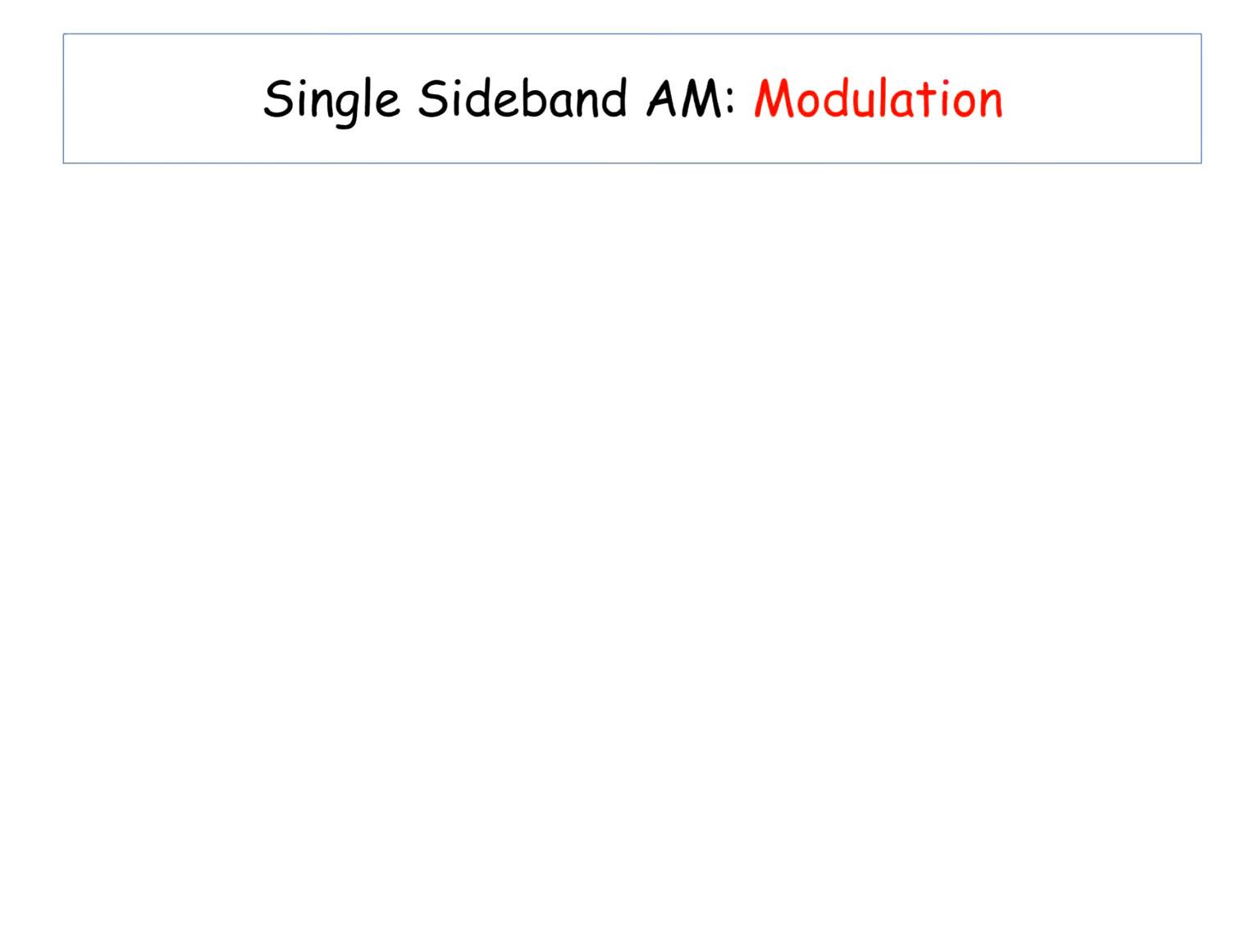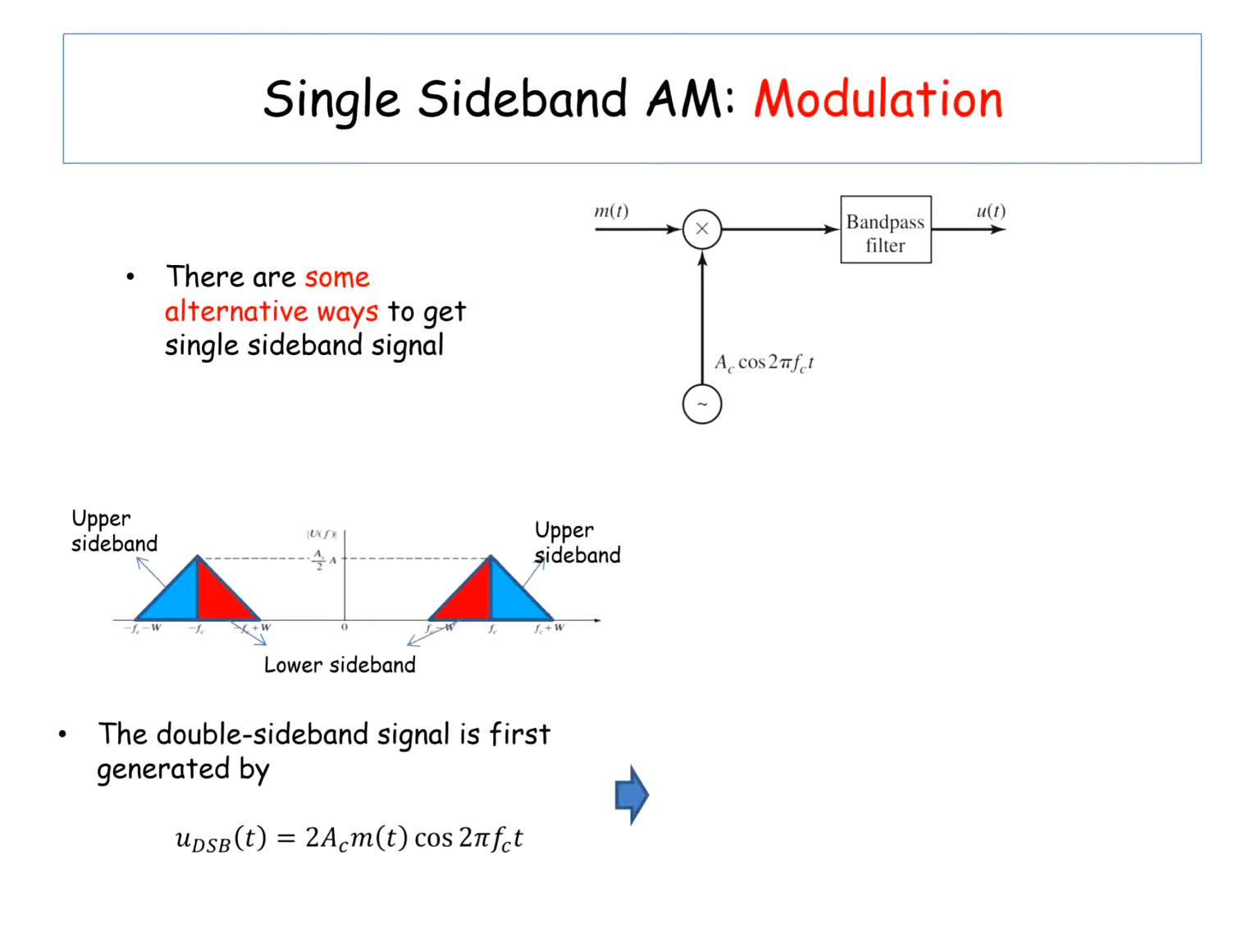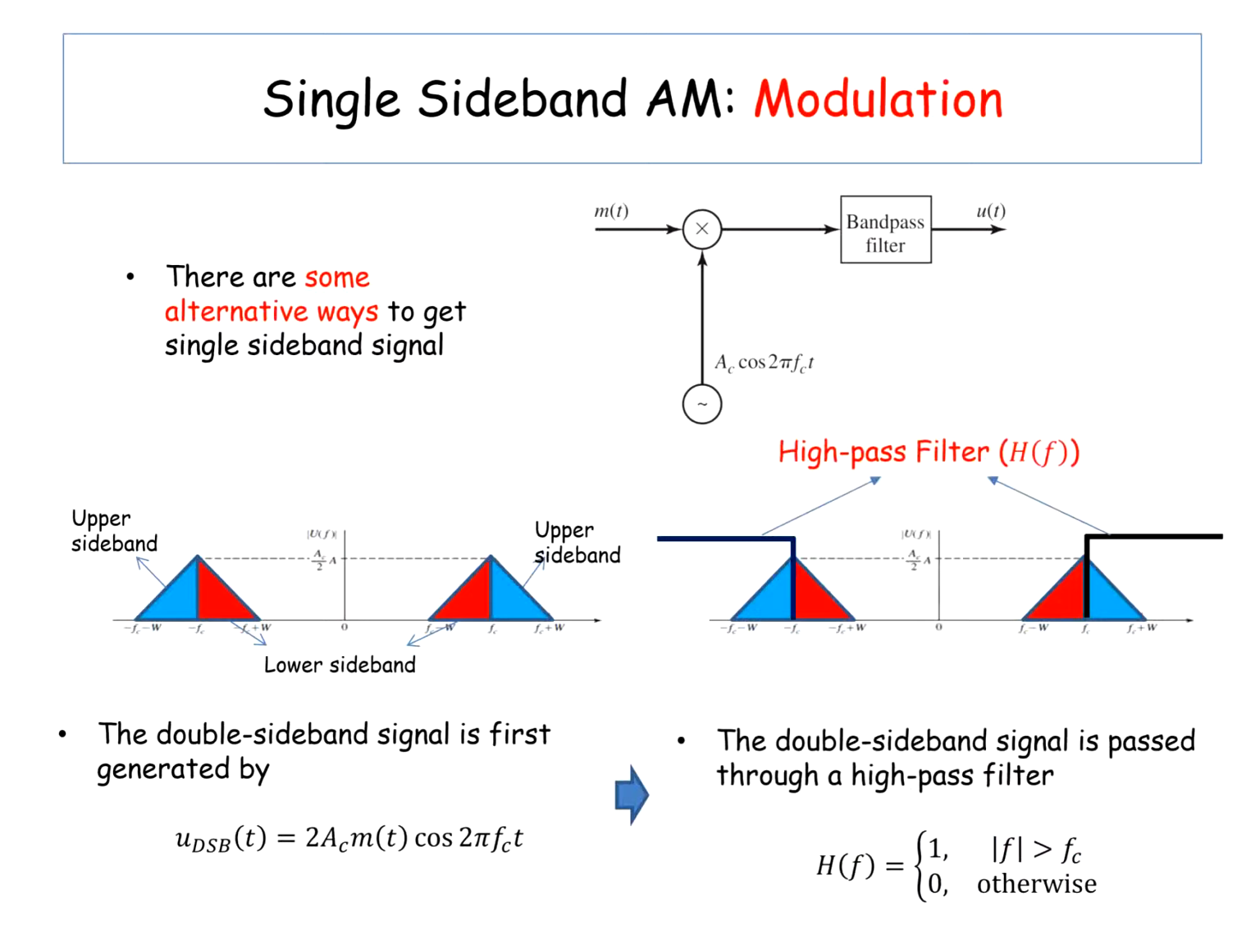In order to physically generate the single sideband signals, there are some alternative methods, one of which is illustrated in the figure. In this method, a double sideband signal is generated, as we have already discussed. Then the generated signal is passed through a filter to obtain one of the sidebands. In the figure, a high-pass filter is shown to extract the upper sideband signal. Similarly, a bandpass filter might be used for the lower sideband.